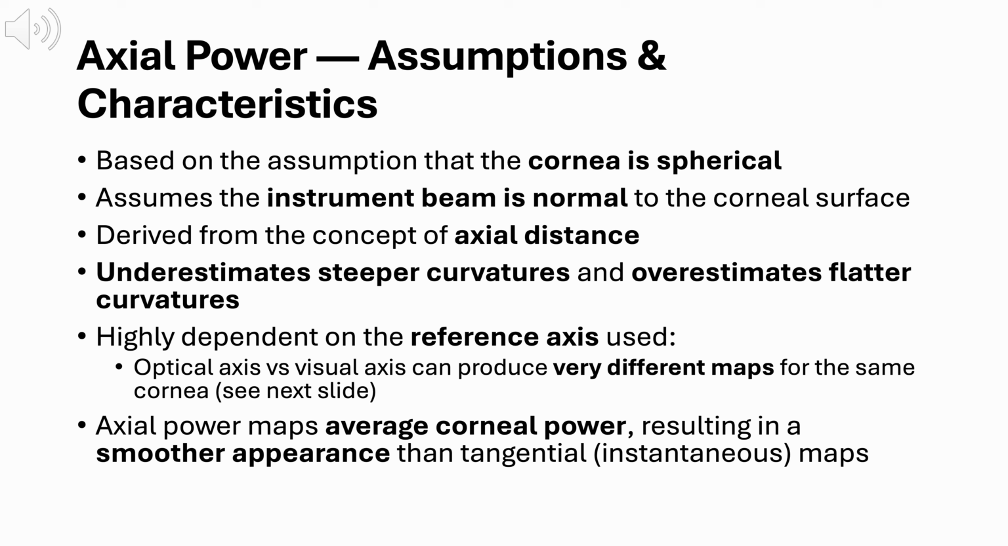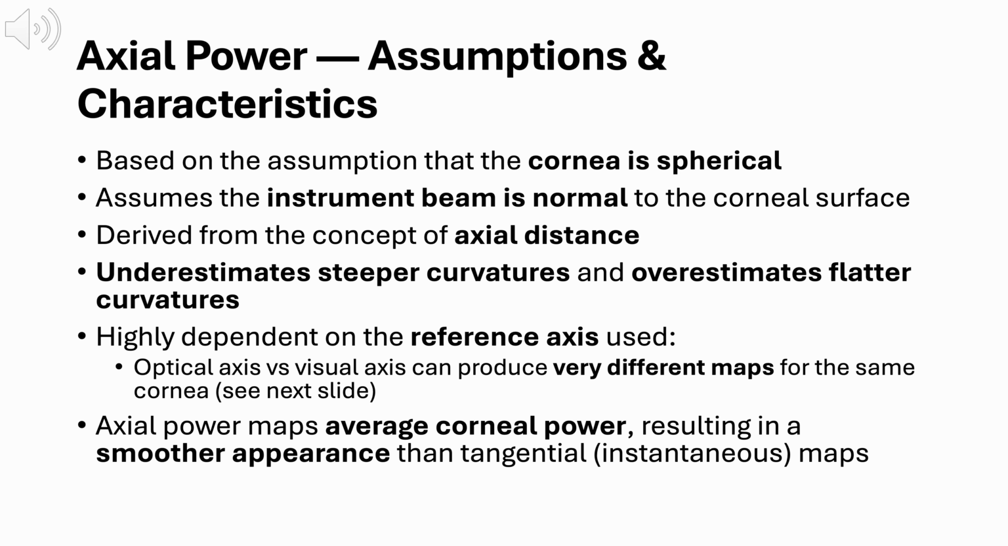This is an important source of potential misinterpretation. Finally, because axial power averages corneal power over a broader area, these maps have a smoother, more uniform appearance compared with tangential or instantaneous maps. That smoothness can be helpful for getting a general overview of corneal shape, but it can also hide localized abnormalities.